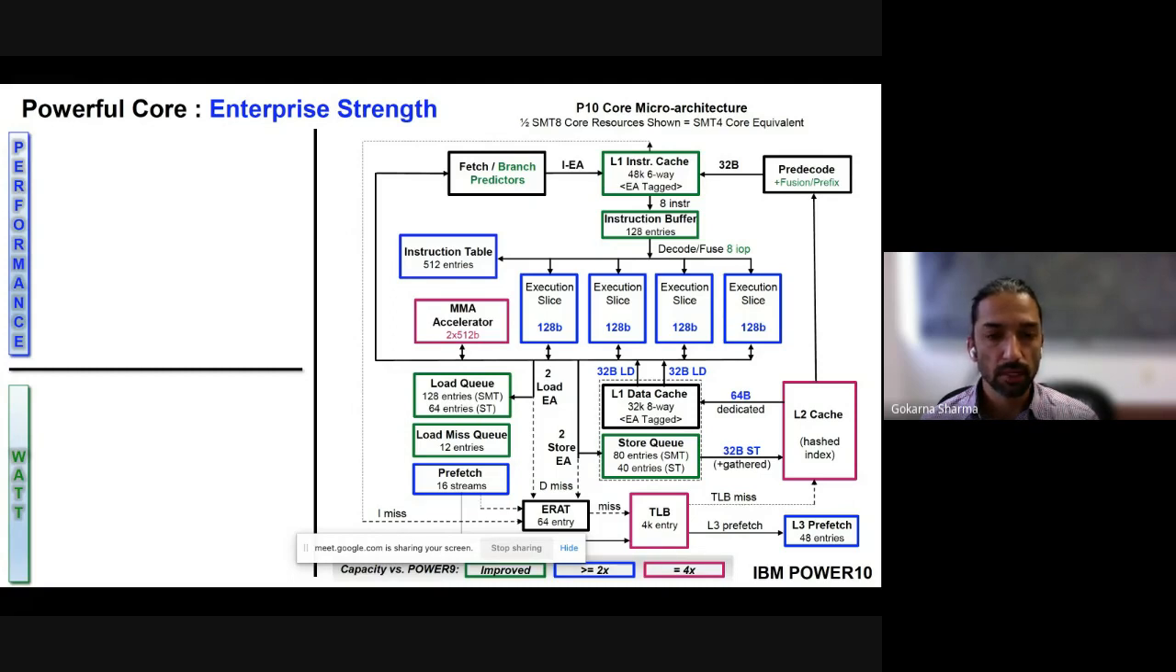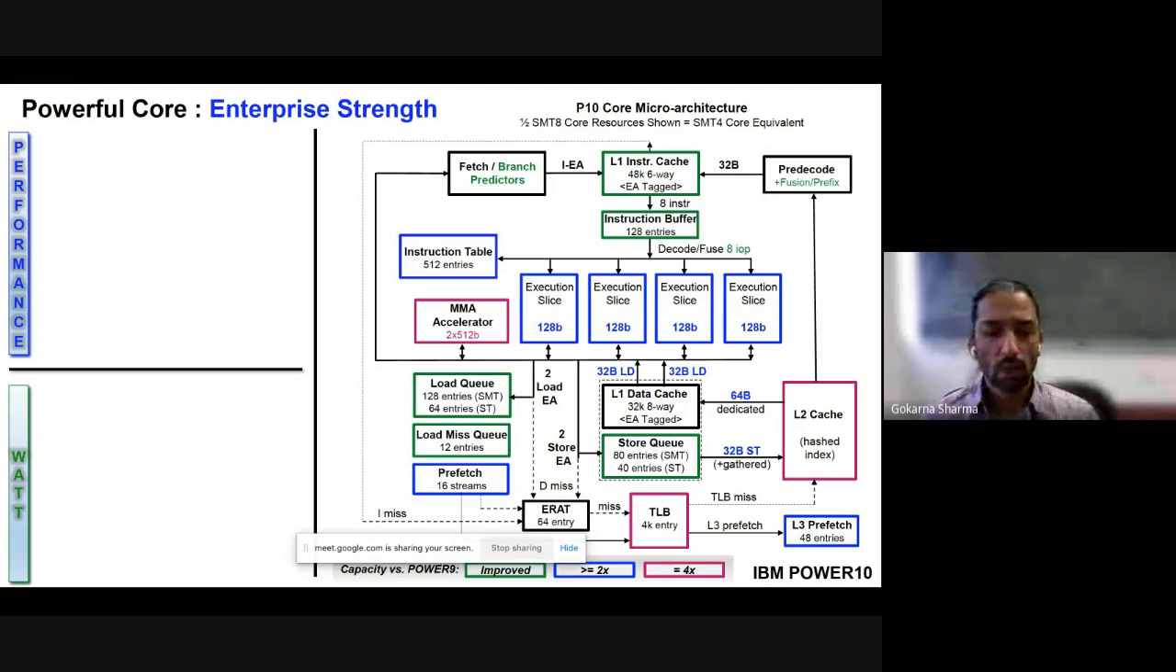For example, you have different execution slices here. Only 4 slices are shown. Actually, you have 8 slices. You have L1 data cache, you have L2 cache, you have L3 prefetch of data. So L3 prefetch does 48 entries. You have translation look-aside buffer. So there are load queues, load miss queues, prefetch, and many different improvements that were done to be able to improve.